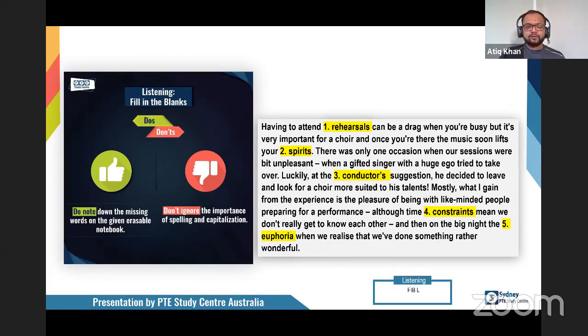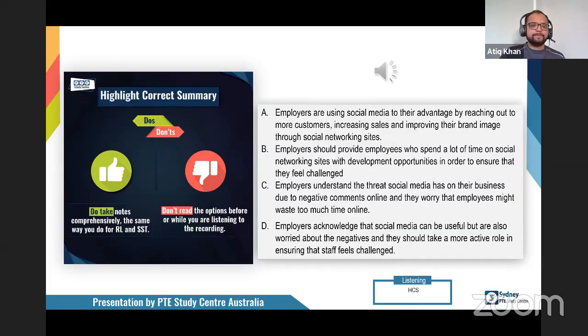We move forward to the next question, Ali, and the next question type we have is highlight correct summary. So guys, highlight correct summary question is also contributing relatively towards our reading section. So what we do need to do for a correct summary question, something that the students don't do enough, is they don't take notes. They rely on just listening and then trying to match the words of the speaker with the different options that are available.